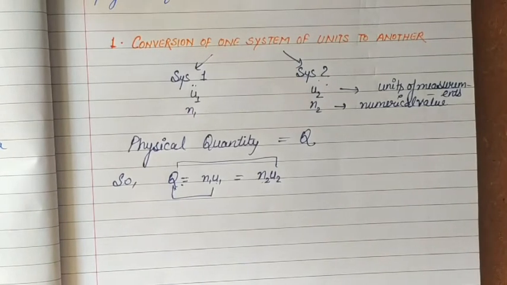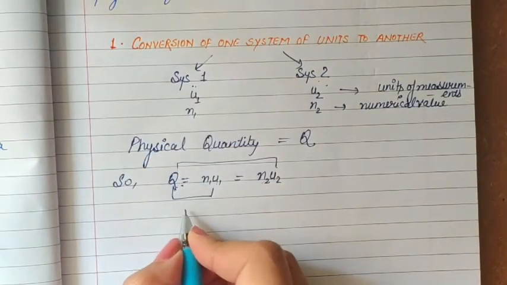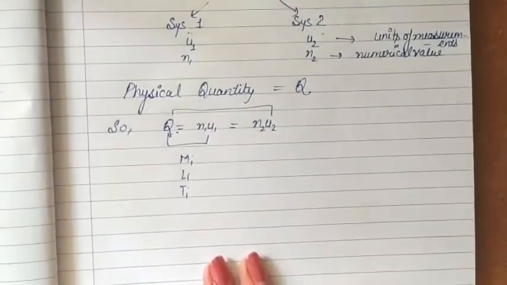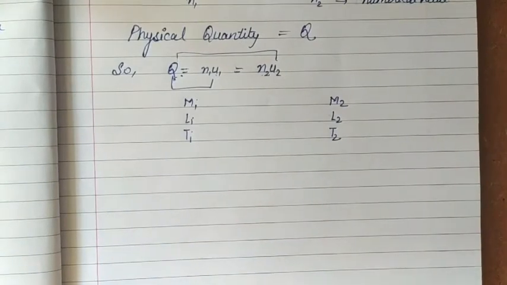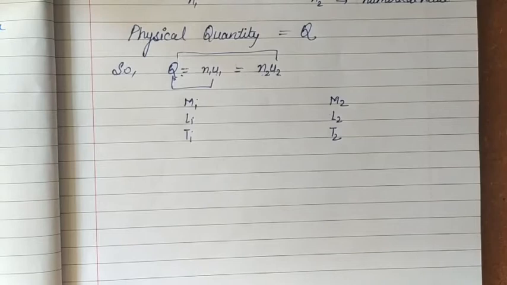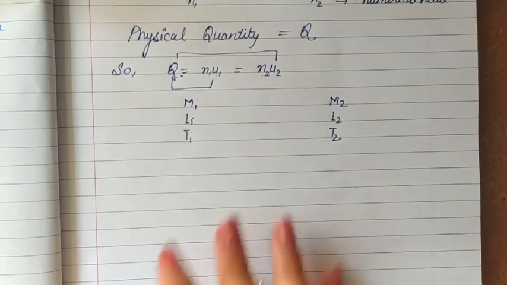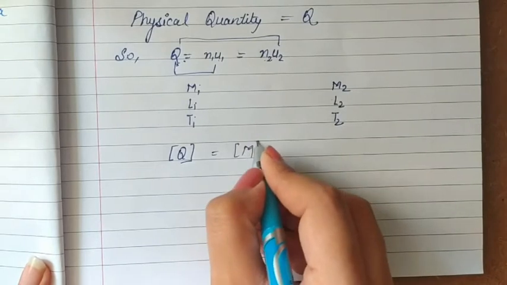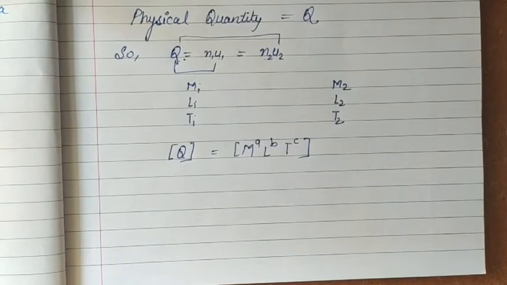I am assuming that in system 1 the sizes of the fundamental units of mass, length and time are M1, L1 and T1, and for system 2 I am assuming these values to be M2, L2 and T2. So we are assuming that M1, L1, T1 for system 1 and M2, L2, T2 for system 2 are the sizes of these fundamental units. Now the physical quantity Q can be any general quantity, so I am assuming that the dimensional formula of Q is M^a L^b T^c.